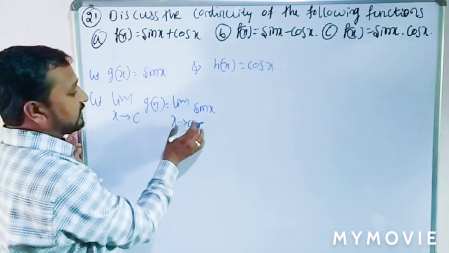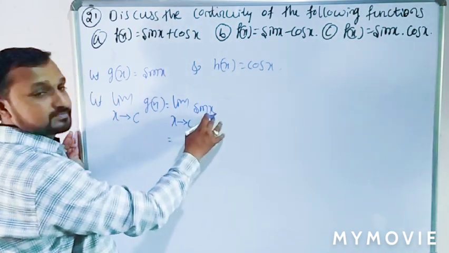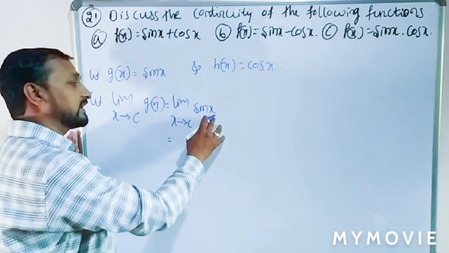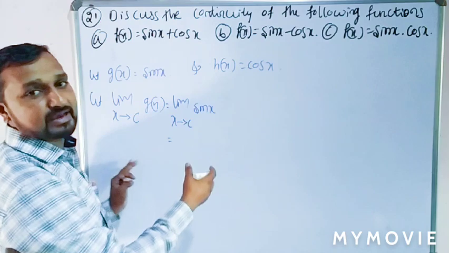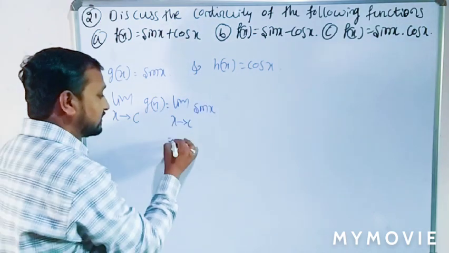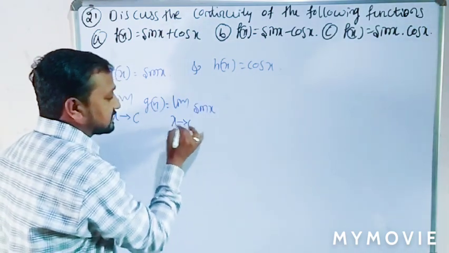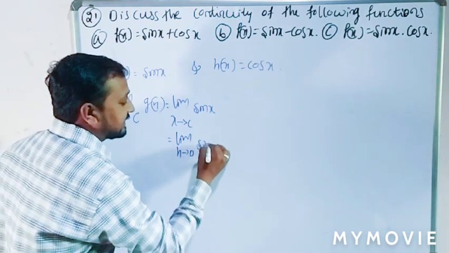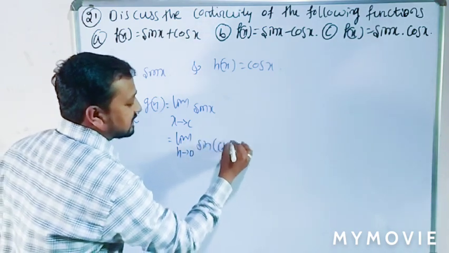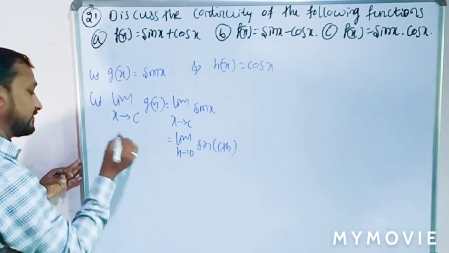Directly, the limit as x tends to c is nothing but sin c. Is that clear? Directly we can apply it. But I can use the right hand limit or the left hand limit only. Already we know the limit as x tends to c becomes h tends to 0, where sin x can be replaced by sin of c plus h. This is the RHL. So already the definition is there.